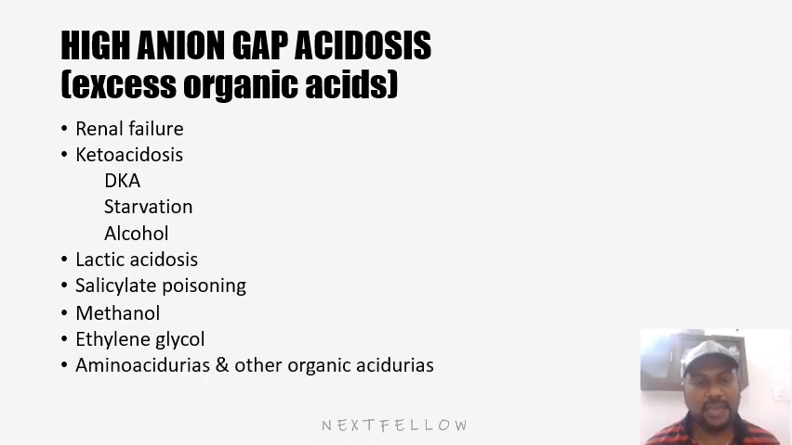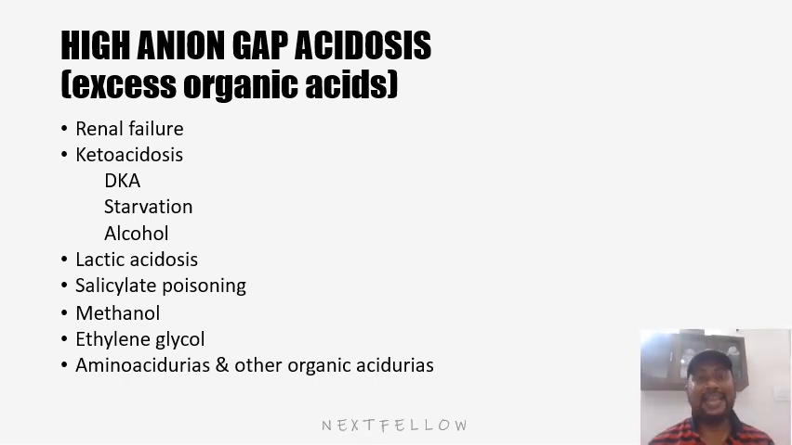And finally, we can also see this metabolic acidosis in patients suffering from amino acidurias and other organic acidurias. Okay, so that's it about the various causes for high anion gap metabolic acidosis. When you think about high anion gap metabolic acidosis, it is only due to the excess accumulation of organic acids in our body. When this organic acid accumulates, it is either not cleared by the kidney, or the production increases. For all these things we have already discussed the causes.